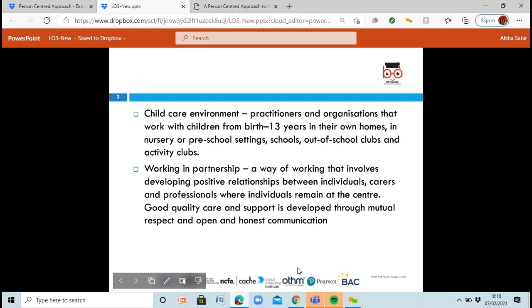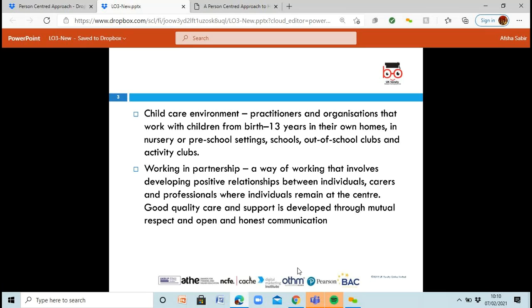And then working partnership. This is where different services and different people are going to be working with each other. It's a little bit like the multidisciplinary teams that we looked at in the health and social care sector, which if you've not had that unit, we will get onto that soon as well. So it's something similar to that. It is where different professionals, individuals, carers, family members, they're all working together to give good quality care and to develop any sort of support.